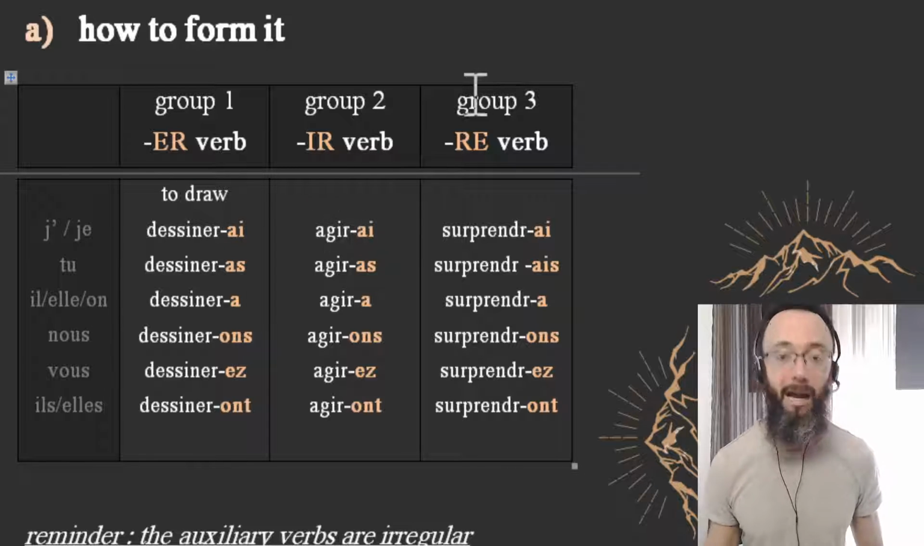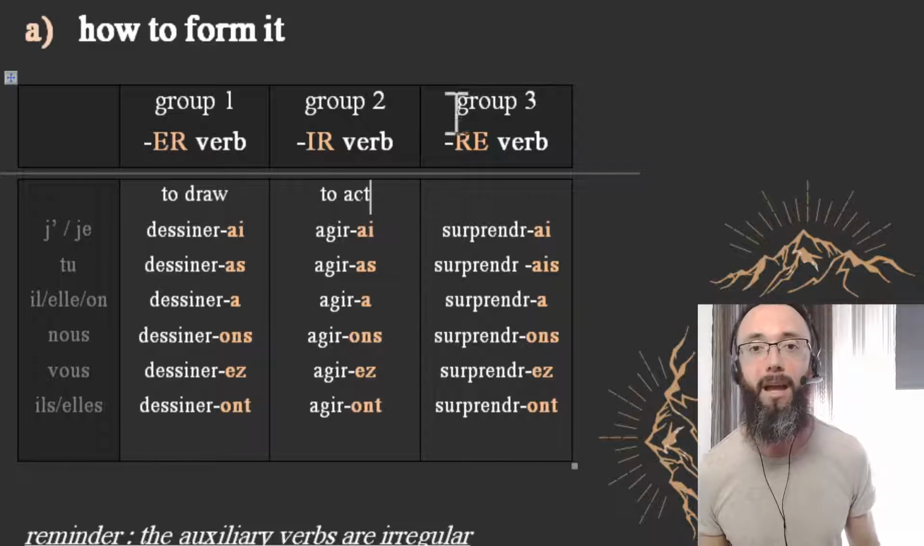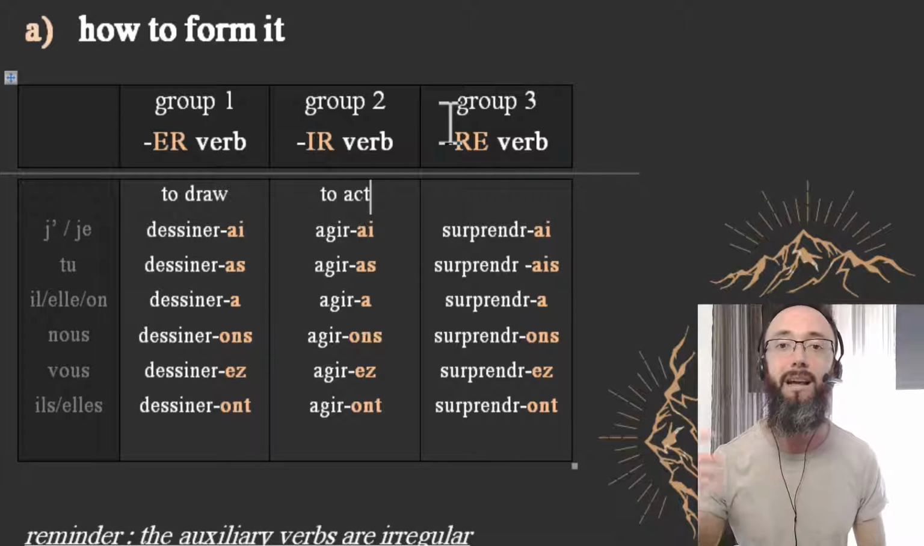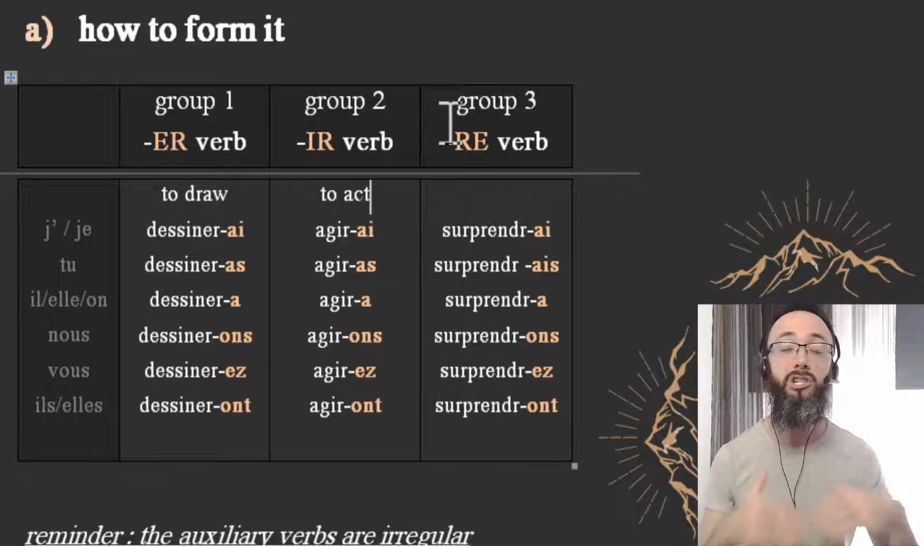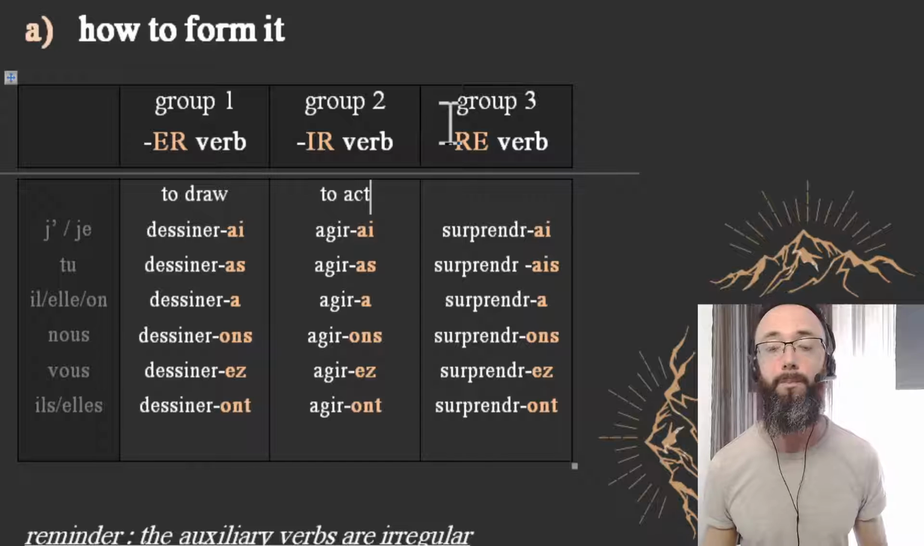Same applies for verbs of group 2. Agir, which means to act, pretty nice verb. Agir, j'agirai, tu agiras, il, elle, on agira. Nous agirons, vous agirez, ils, elles agiront.